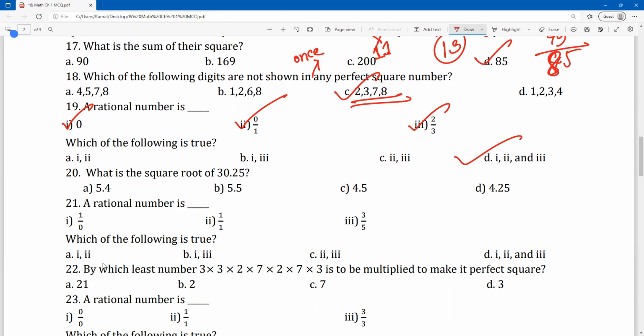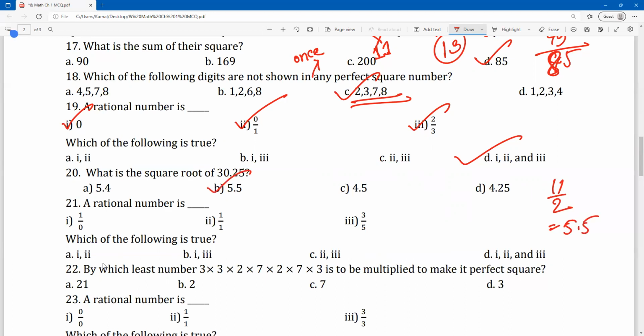What is the square root of 30.25? So this is a square root. Find the square root of 30.25. So there is 11 by 2, or if we convert into a decimal, this is 5.5.